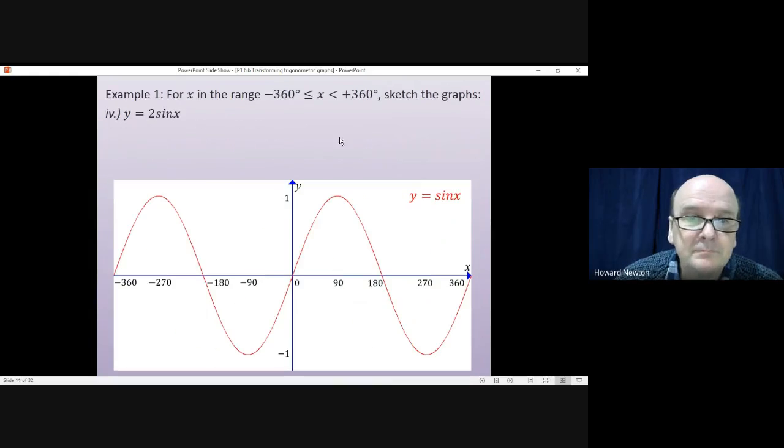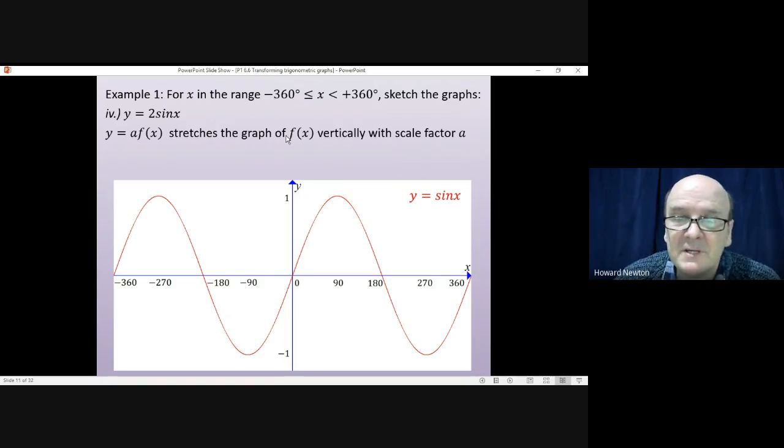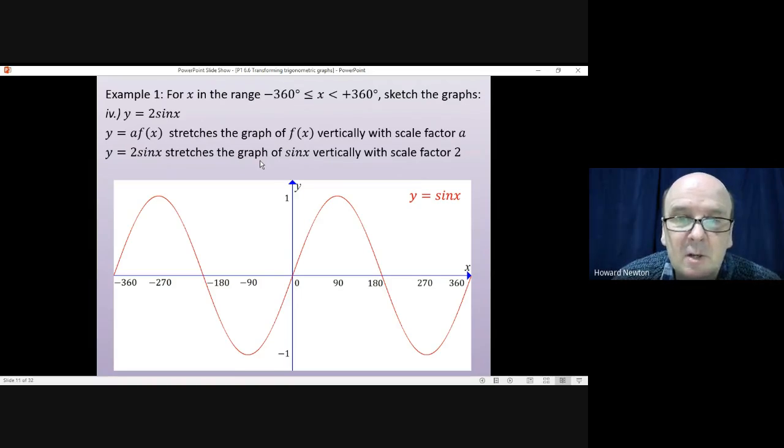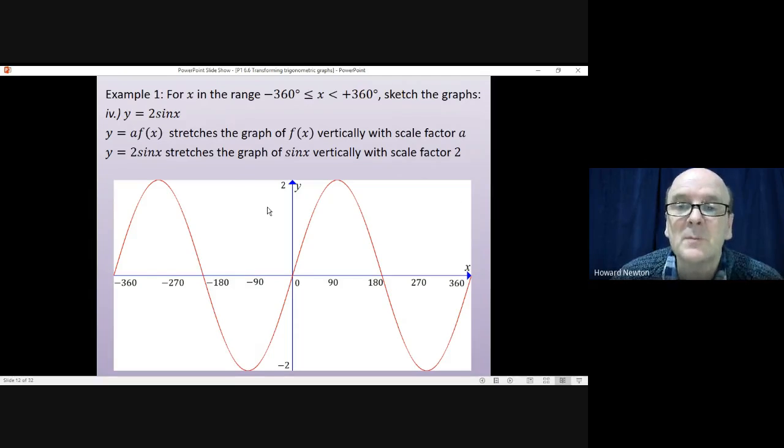Question 4, y equals 2 sine of x. Well, y equals a f of x stretches the graph vertically with a scale factor of a. So 2 sine x will stretch sine x vertically with a scale factor of 2. So it'll stretch up to 2 and down to minus 2. These crossing points on the x-axis will stay exactly the same.